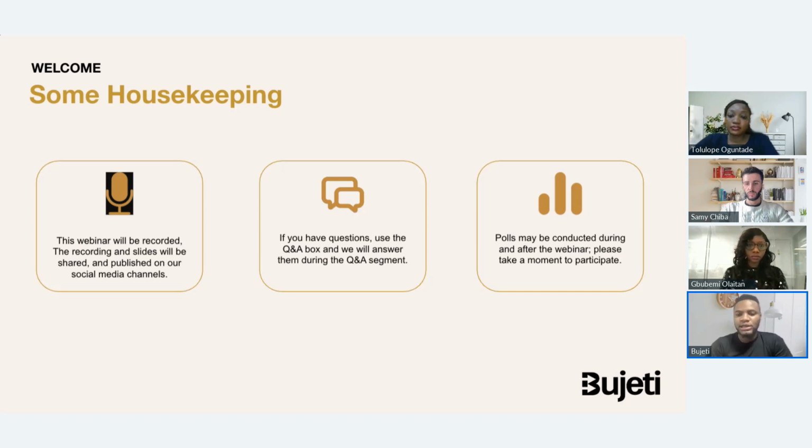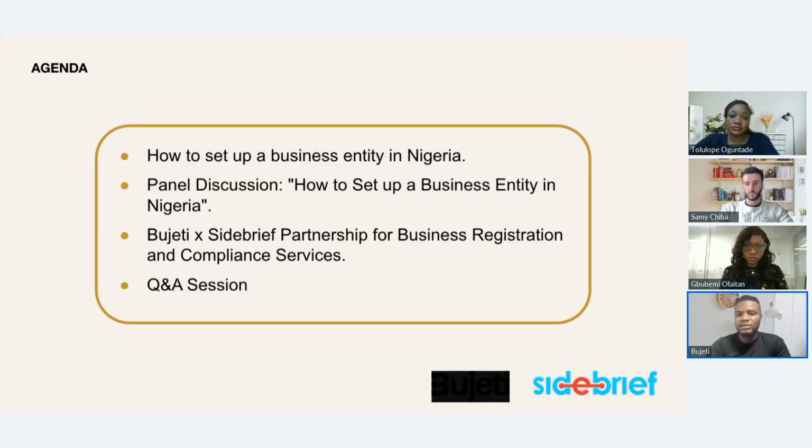This is the agenda for today. We're going to be starting very quickly into how to set up a business entity in Nigeria, and we dive straight into the panel discussion with our very distinguished guests. I'm going to do a proper introduction anyway. And we're going to talk a bit about what next from everything else we discussed today with Bujeti and Sidebrief. And we'll have a Q&A shortly after. We intend to make this as straight to the point as possible.